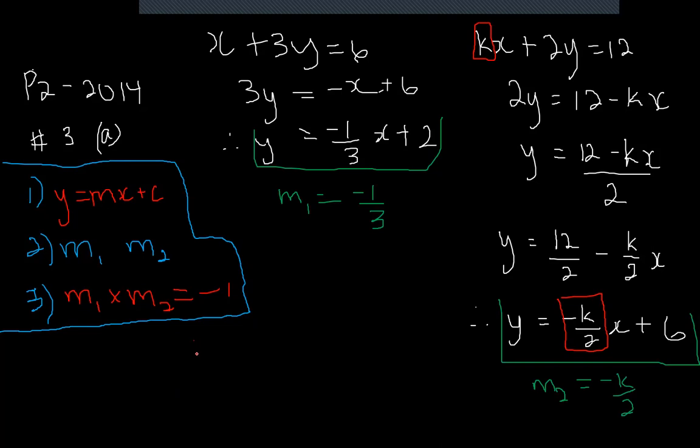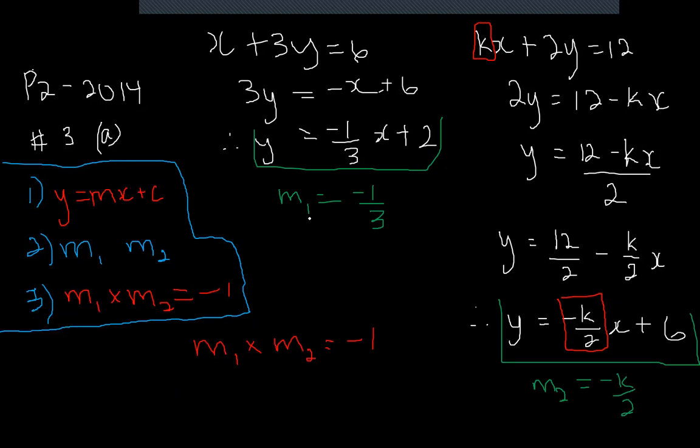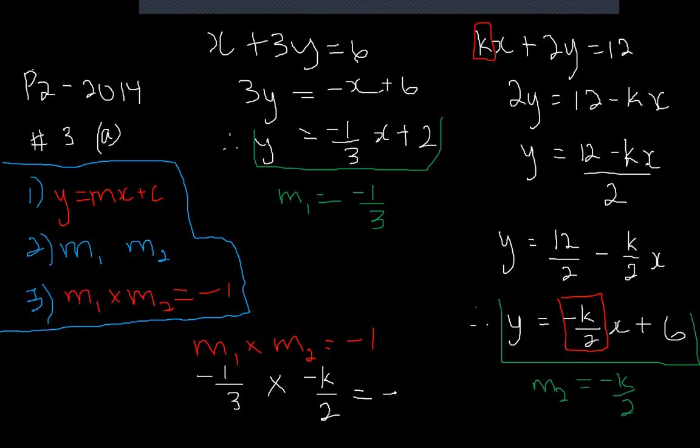Right, third and final step. They already told me that M1 and M2 are perpendicular. So I know for a fact that M1 times M2 would be equal to minus 1. So all I have to do now, simple. M1 is minus a third, so I put minus a third there, times M2. We said M2 is minus K on 2. And because they already told us that these two lines are perpendicular, we know for a fact that the product of minus a third and minus K on 2 would be equal to minus 1. And all we have to do now is find K.